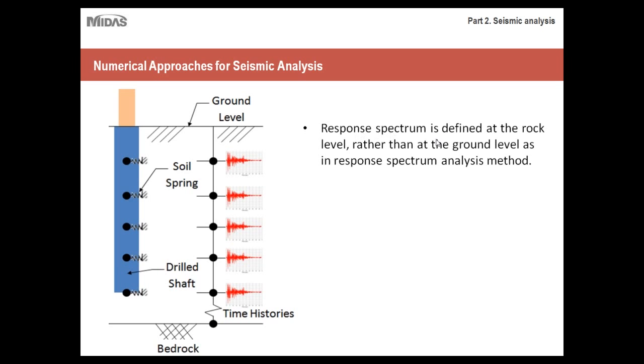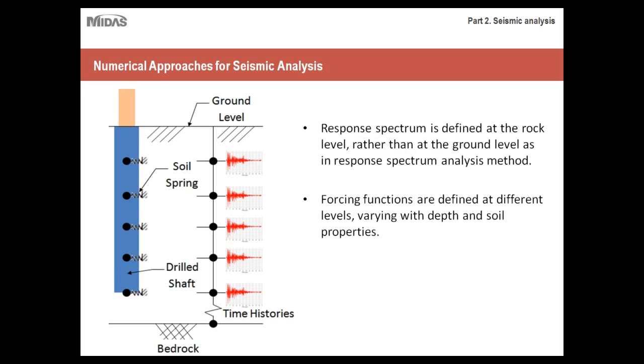So the response spectrum is defined at the rock level rather than at the ground level as in the response spectrum analysis method. And then forcing functions are defined at different levels varying with depth and soil properties. So once again, just keep in mind that you need such a wide database of time history functions because of the different variations in soil behavior depending on where you're at. If you have 3 or 5 different soil layers, you'd have a time history function for each of those layers.